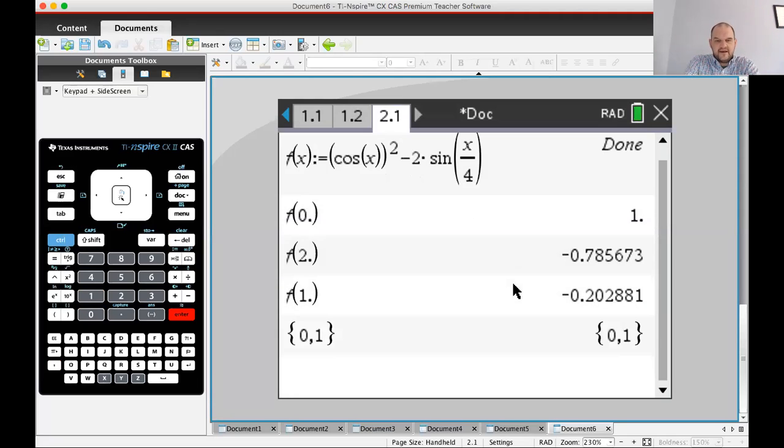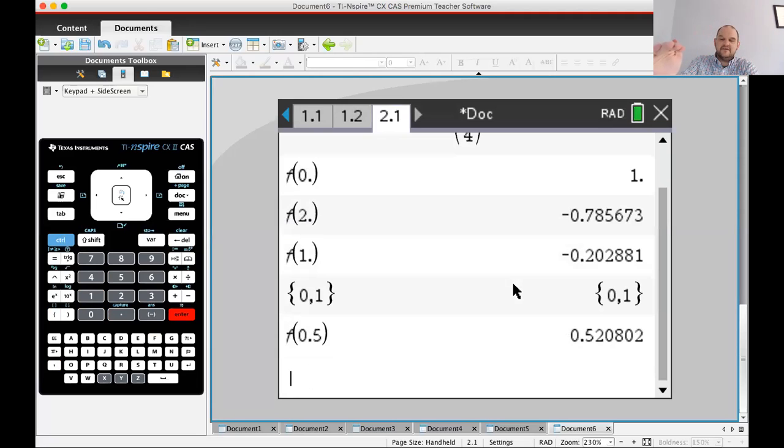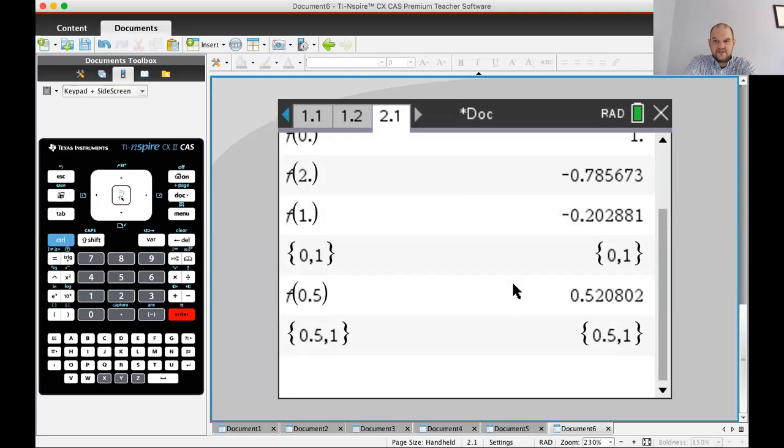Okay, the midpoint of that is 0.5. Let me find f of 0.5. f of 0.5 is positive. So f of 0 to f of 1 was positive, negative. Now f of 0.5 is positive, so I shorten it to between 0.5 and 1. So the bisection method is going to give me this interval. Somewhere between there is a 0.